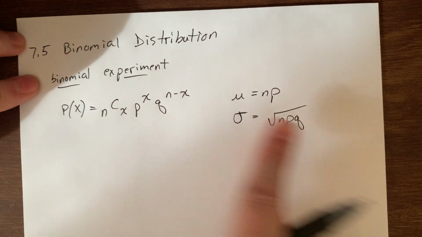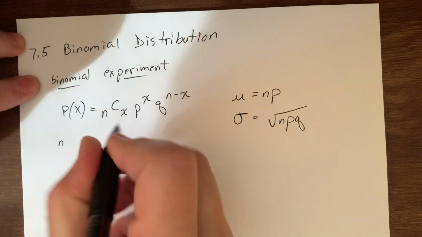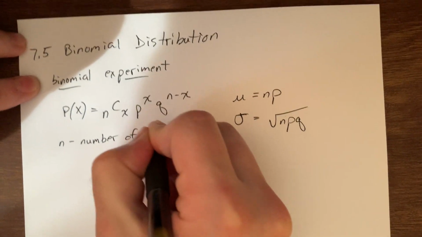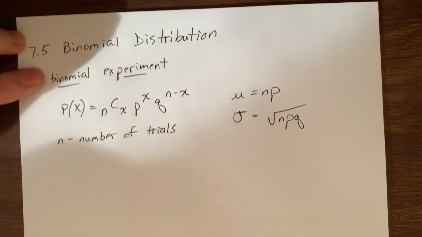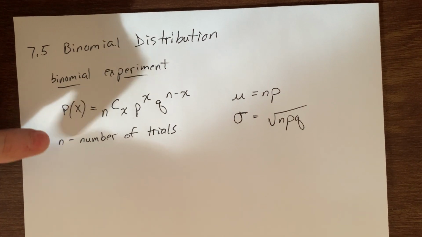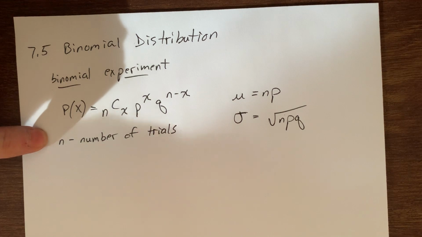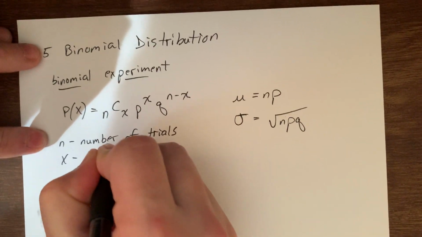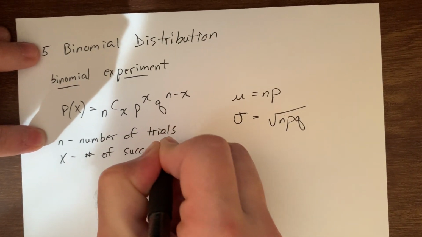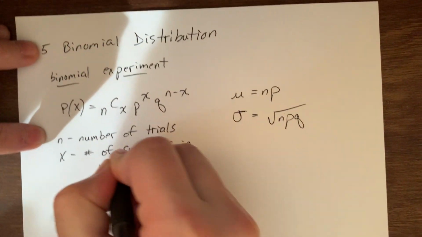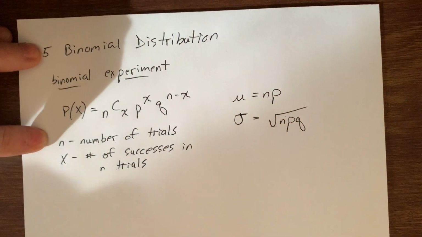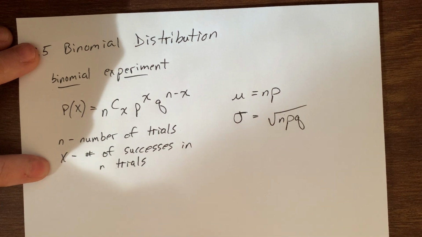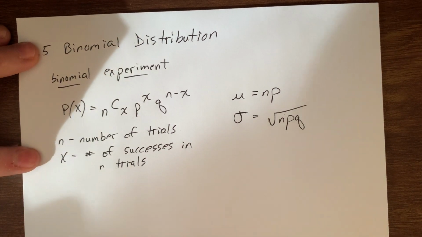Okay, one more time. What do all these letters stand for? Well, first off, the little n. n is the number of trials. One of the first things we said for a binomial experiment is that we are running a fixed number of trials, and we'll let n be that number. Then x will be the number of successes in n trials. If we're running 7 trials and we want 4 successes, n would be 7, x would be 4. So x, again, is my number of successes.